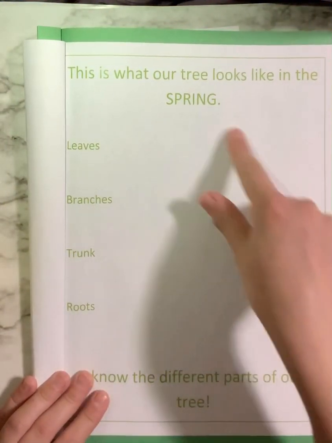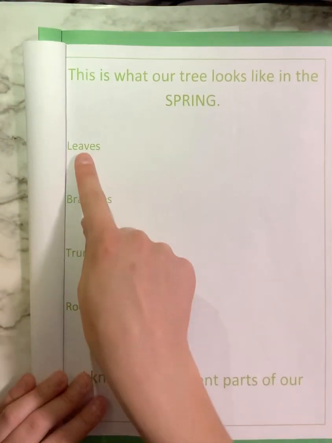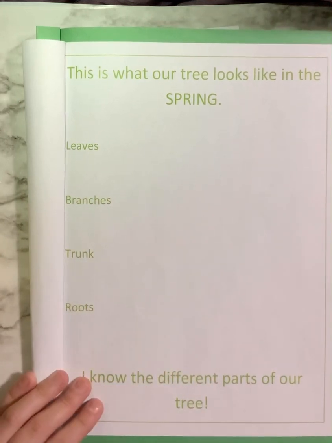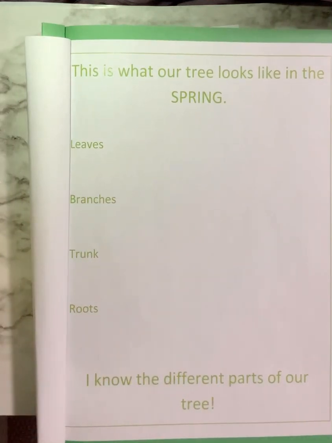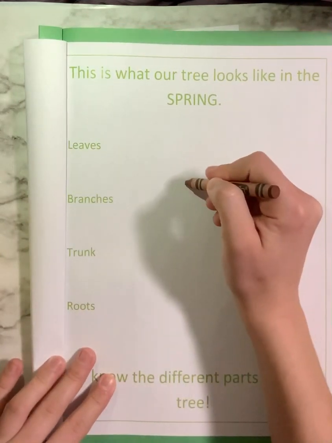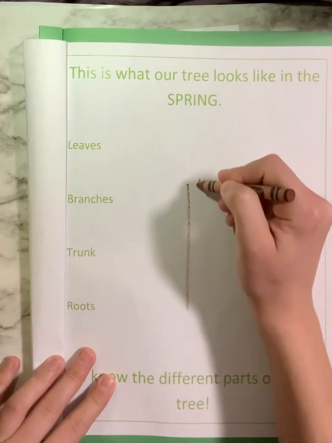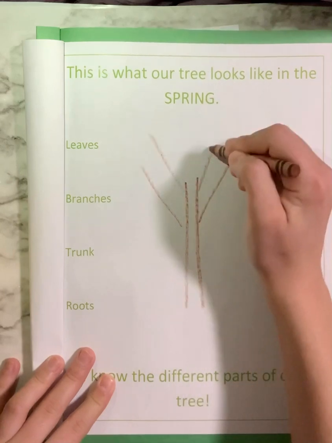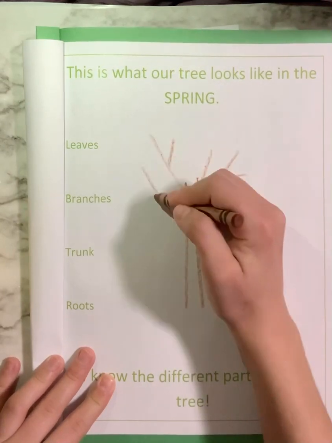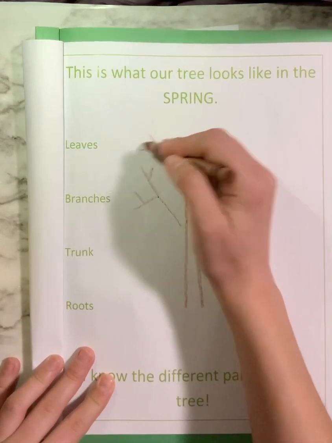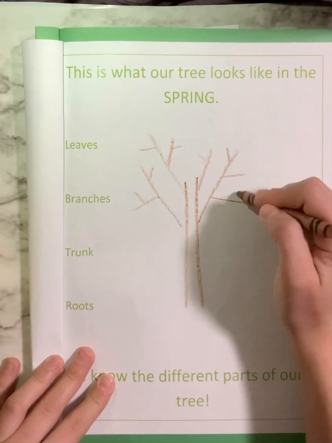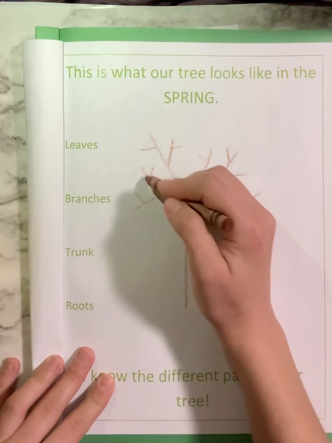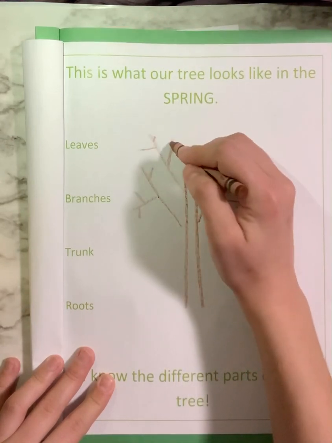I'm going to draw my tree right here, and when I'm done, I'm going to label it with the different parts of a tree. Okay, I'm going to start with the trunk. The trunk is long and skinny on our tree, and there are lots and lots of branches. And we can still see them because there's not many leaves on the tree right now.